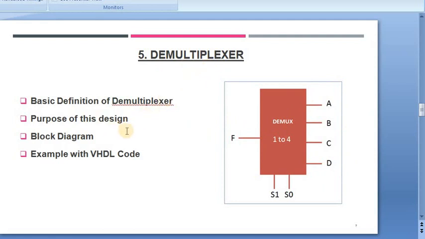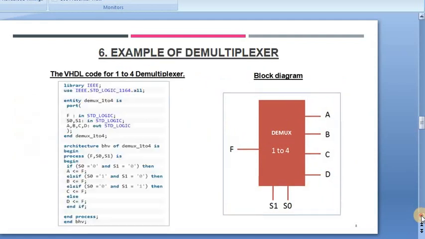So let's take an example. As you see on the slide, an example of a 1:4 demultiplexer is shown. See its block diagram on the right. One input is there, that is F. Two select lines are there, S0 and S1. And four outputs are there, that is A, B, C and D. Now the input F is connected with a particular output through a single channel as per the select line logic provided by S0 and S1. Observe its block diagram.